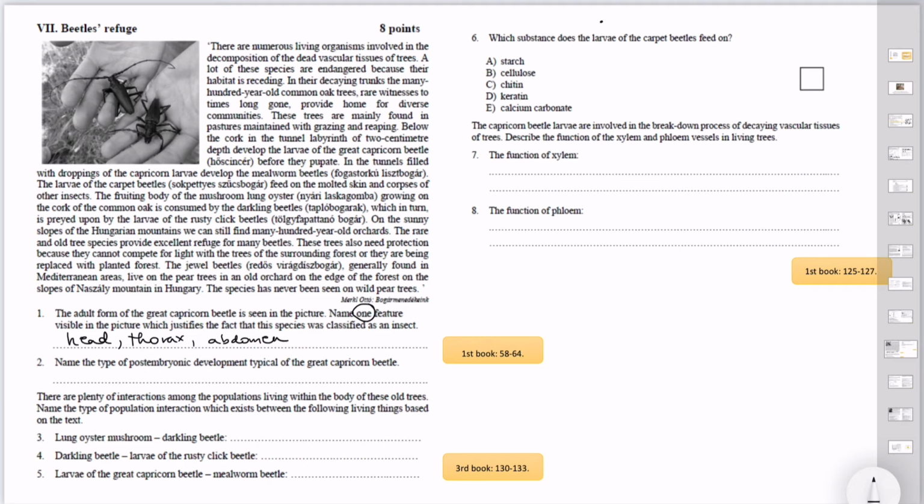Name the type of post-embryonic development typical of the great Capricorn beetle. So basically in the text it is being mentioned that it has a pupa state, and we know that in complete metamorphosis it is actually a phase of the process. So the post-embryonic development is called complete metamorphosis.